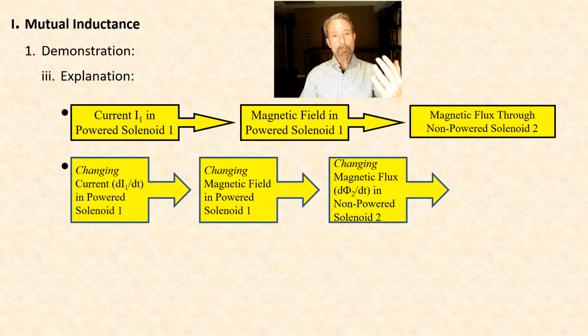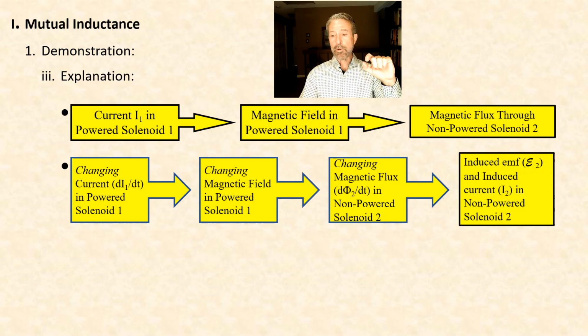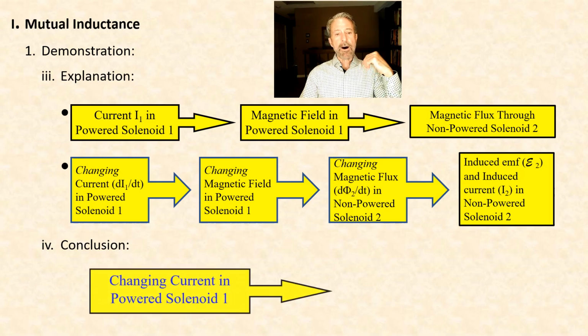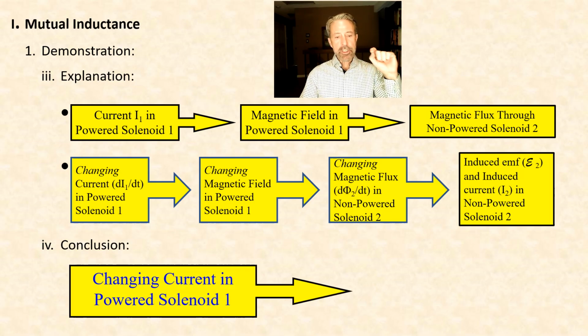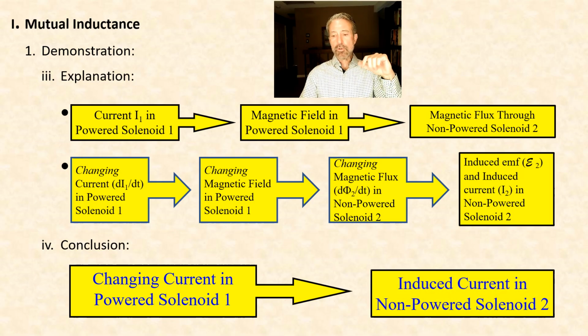And as we know from Faraday's law, that changing magnetic flux in the non-powered solenoid will lead to an induced EMF, an induced current in the non-powered solenoid. So basically, the end result here, what we can say in conclusion, is that a changing current in the powered solenoid will lead to an induced current in the non-powered solenoid. This is what we mean by mutual inductance.